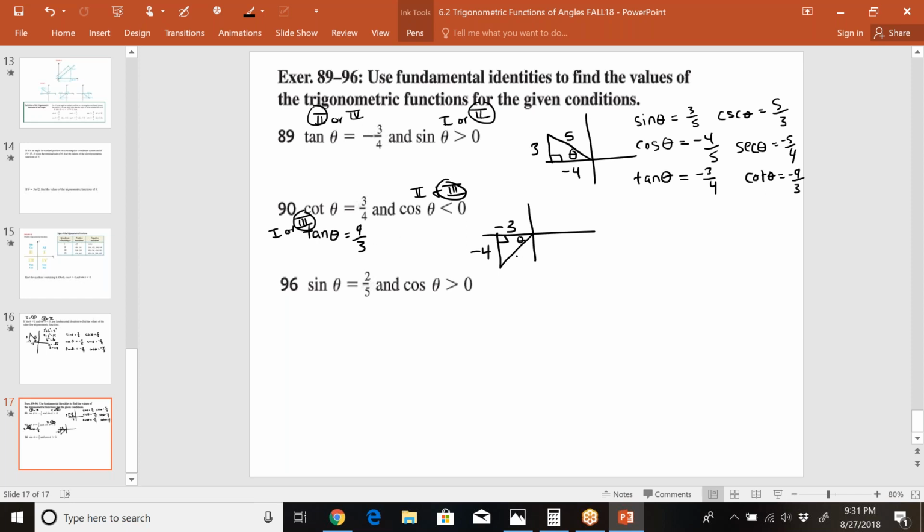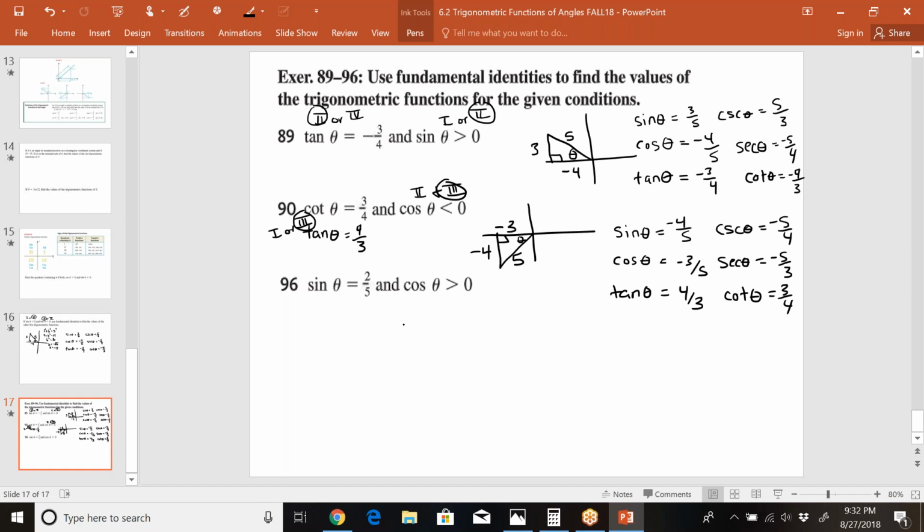And again, this is the same triangle, except remember hypotenuse is always positive. So it's going to be a 5 again. So sine of this theta, from this angle right here, is opposite over hypotenuse, so that's negative 4/5. Cosecant of theta would then be negative 5/4. Cosine of theta is going to be negative 3 over 5. So secant is going to be negative 5 over 3. Tangent should come out positive, which we already know it is. It's 4 over 3 because it's negative over negative, and cotangent is 3 over 4. Those two were strictly given to us just from this.